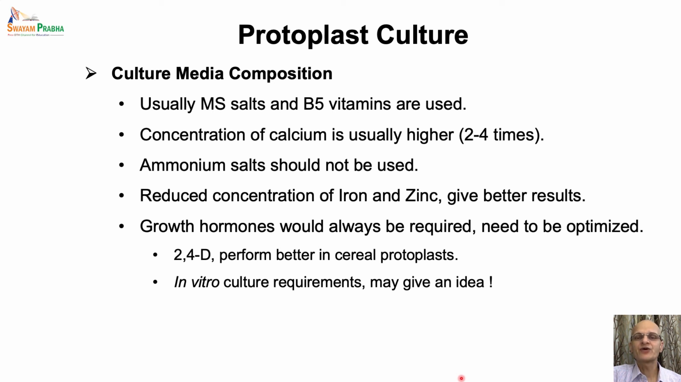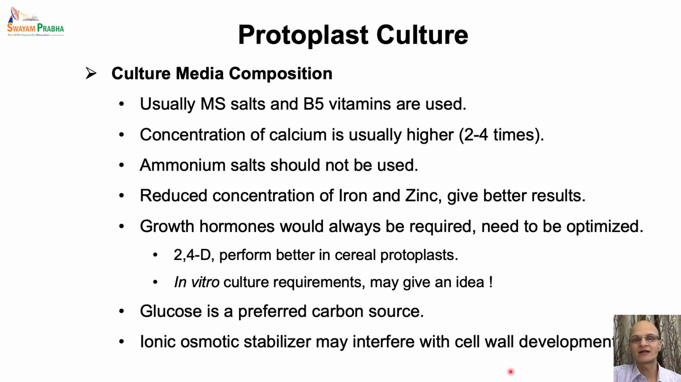If an in vitro regeneration system is available for a plant species, it can give some clues about the composition of the media required for protoplast culture. However, that is not always true. Like, the callus culture in the cereals requires higher concentrations of phytohormones. However, the protoplasts of the cereals are sensitive to higher concentrations of the growth hormones, and hence optimization is required experimentally.